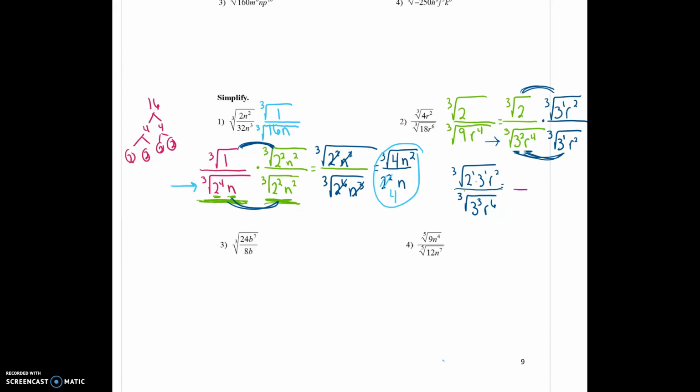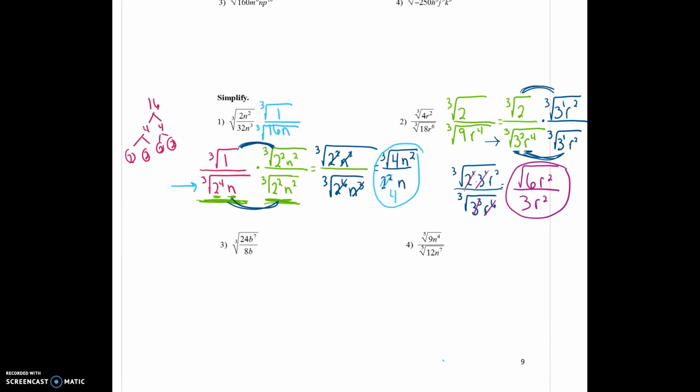So in the denominator, this is perfect, it becomes 3. This is perfect, it's r squared. In my numerator, there is nothing that's perfect. So 2 and 3 will be stuck in there, but I'll just make it 6 instead, and then I have r squared.